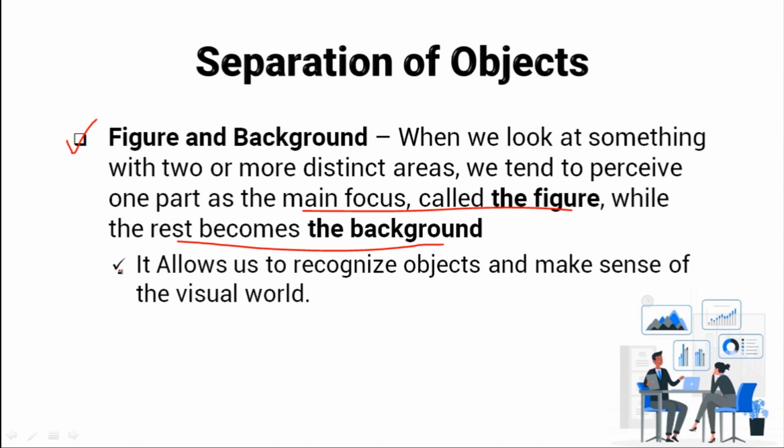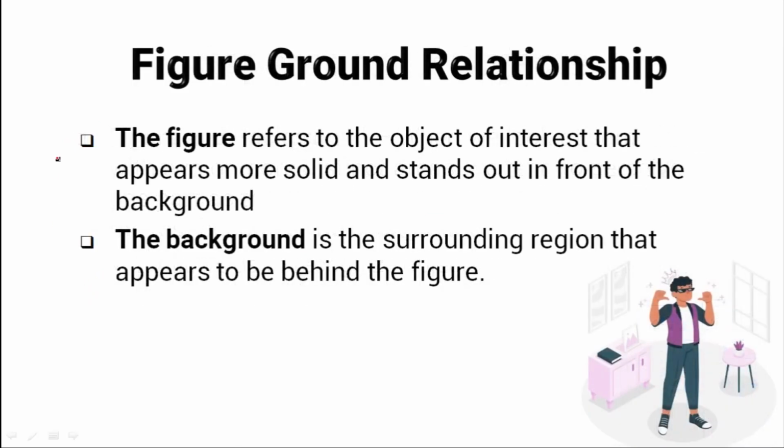The ability to perceive the figure and background in a stimulus allows us to recognize objects and make sense of the visual world around us. Now, figure-ground relationship. When we perceive figure-ground relationship, the figure refers to the object of interest that appears more solid and stands out in front of the background. In contrast, the background is the surrounding region that appears to be behind the figure.